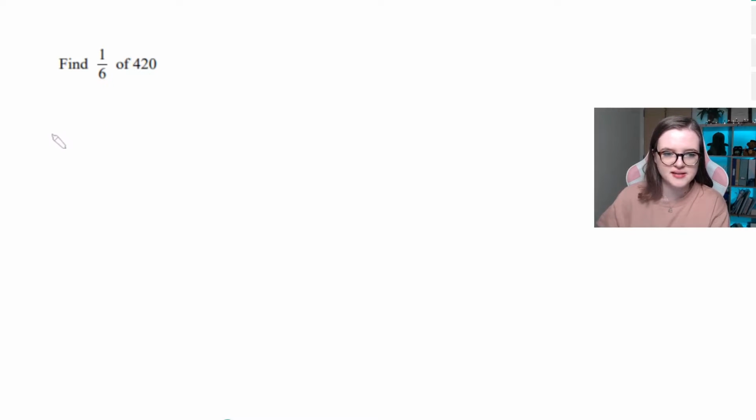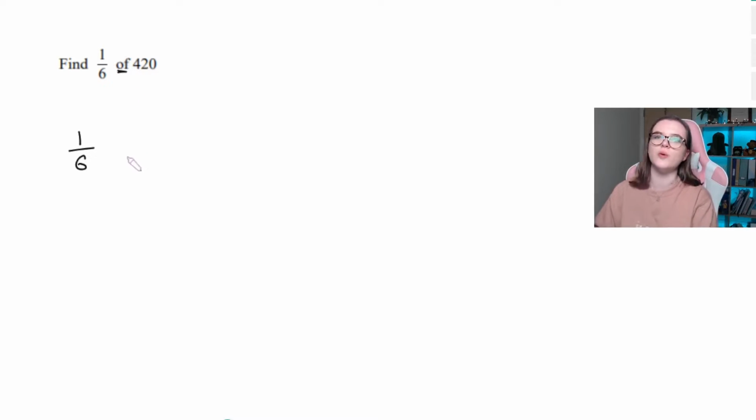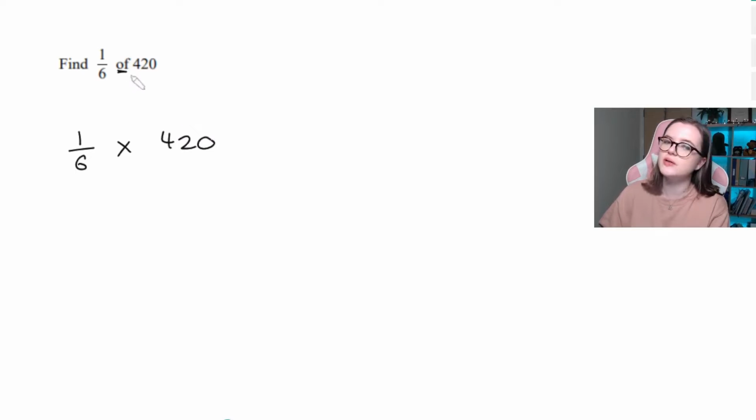Okay, next one then, find 1/6 of 420. So for this, 1/6 stays as it is, but the "of" gets changed. So "of" in maths always means times. So then if you do 1/6, then times 420. That's always the case. If you see the word "of" in maths, it's always going to mean times.